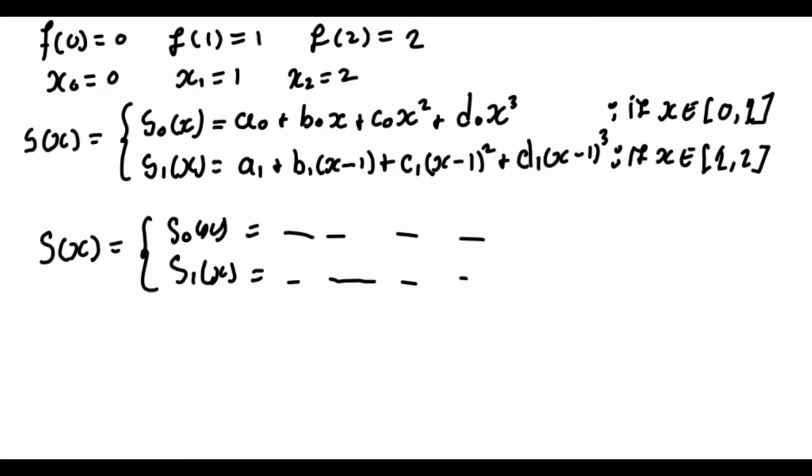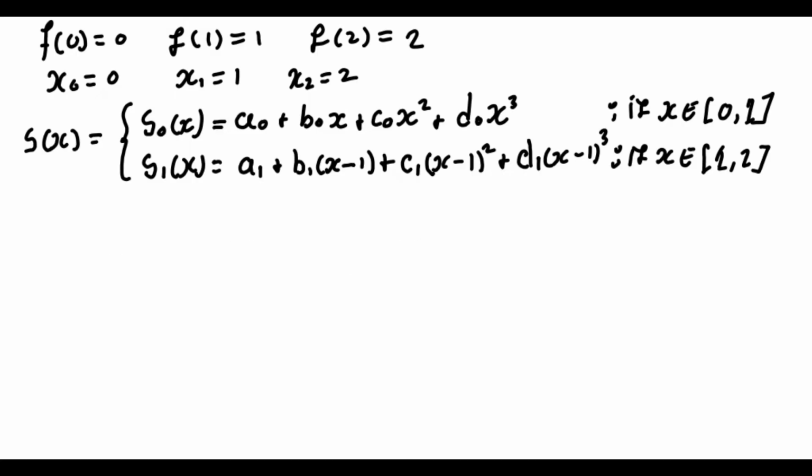I say partially because remember we have these coefficients here. We have all these 8 coefficients. So our job is just to look for these coefficients, starting from a naught to d naught, as well as a sub 1 to d sub 1. If we have those coefficients, it means we have constructed the natural cubic spline that interpolates this data that we are given. So how do we do it? There are about 4 important steps that we are going to take.